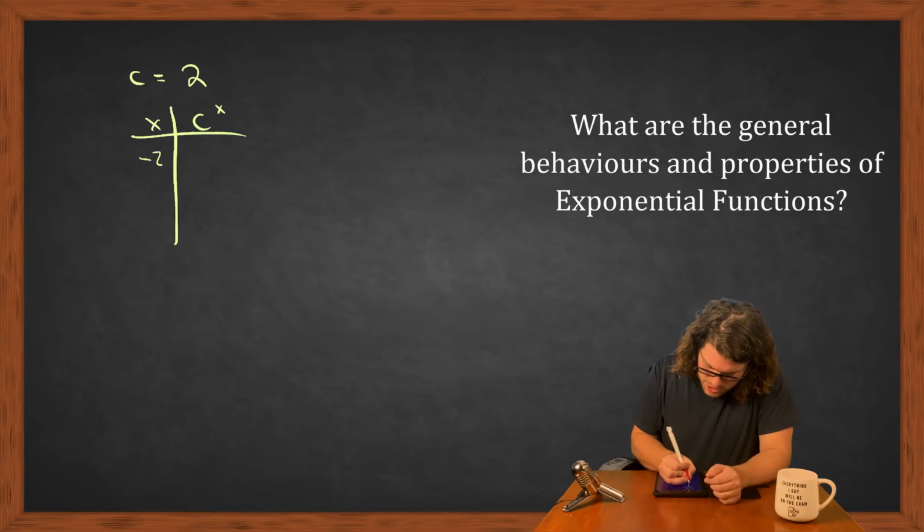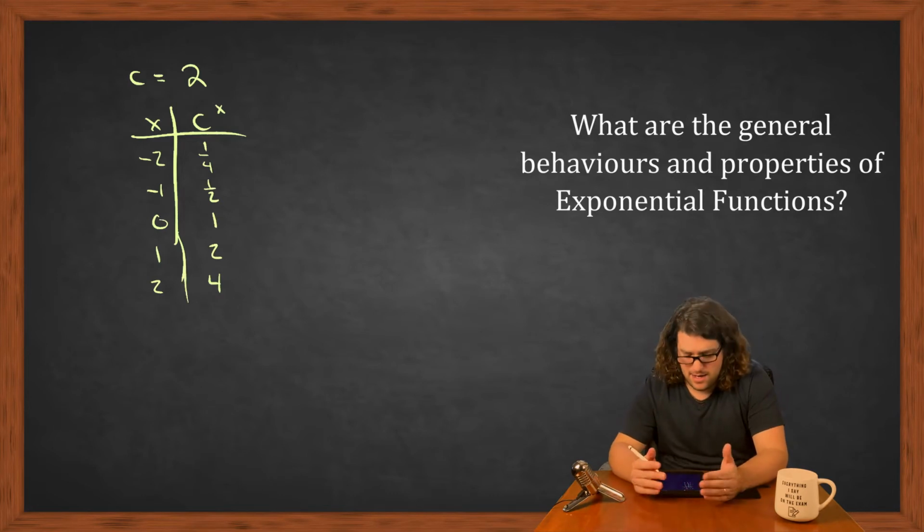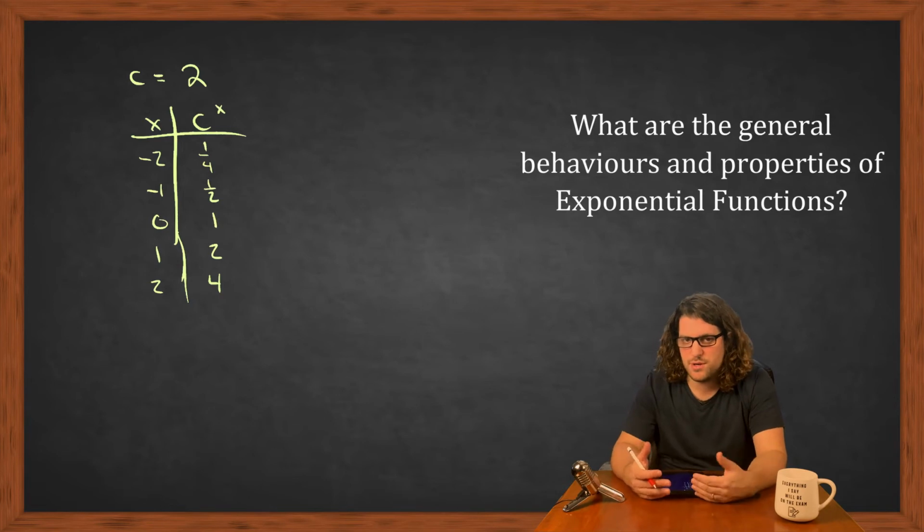I'm going to actually start at -2 this time. So if I had a c of 2 to the power of -2, we'd get 1/4. -1 would be 1/2. 0 would be 1. 1 would be 2. And 2 would be 4. So we end up getting, again, very similar values, which will be more apparent once you explore what's going on here a little bit more with exponential functions.